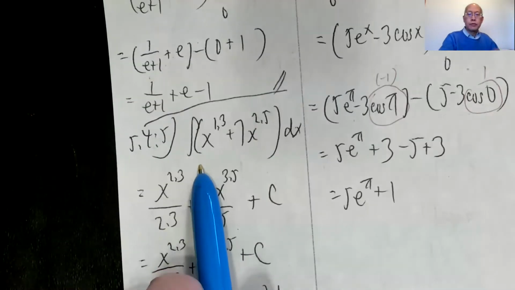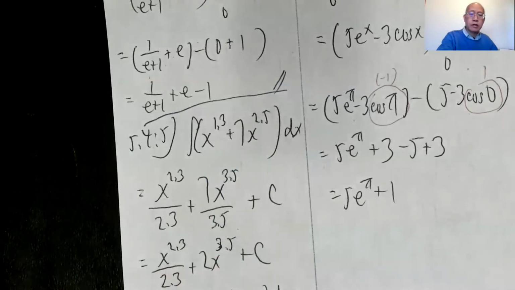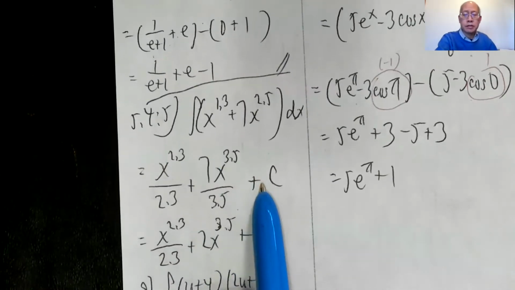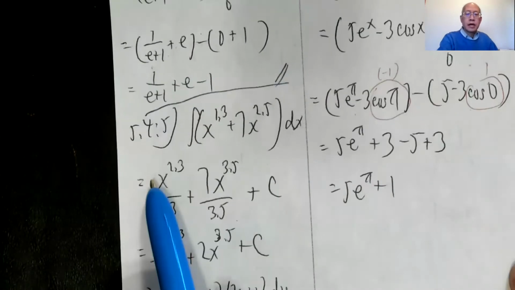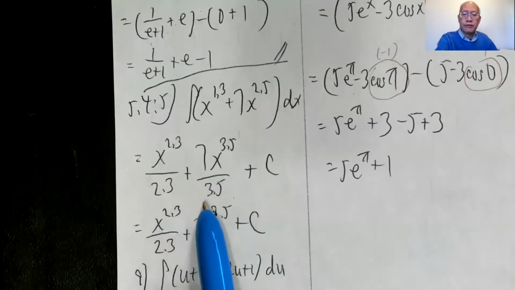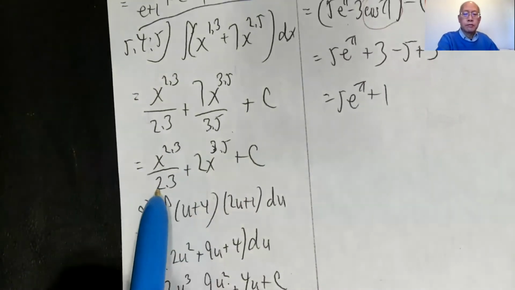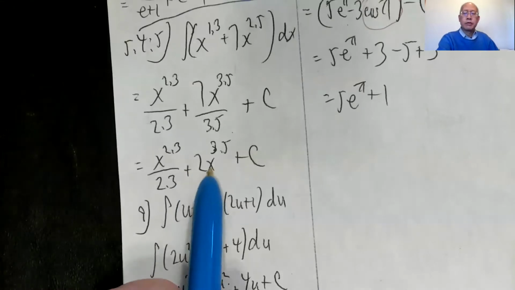Okay, so number 5, integral of x to the 1.3 plus 7x to the 2.5 dx. This is an indefinite integral, so your answer is going to be blah, blah, blah plus c. Use the power rule: x to the 2.3 over 2.3 plus 7x to the 3.5 over 3.5. 7 divided by 3.5 is 2. So the final answer is x to the 2.3 over 2.3 plus 2x to the 3.5 plus c.